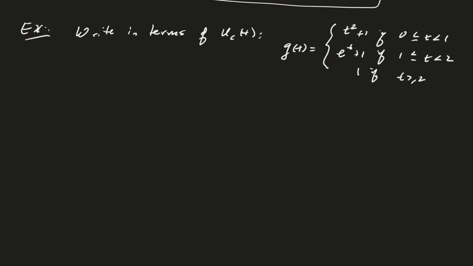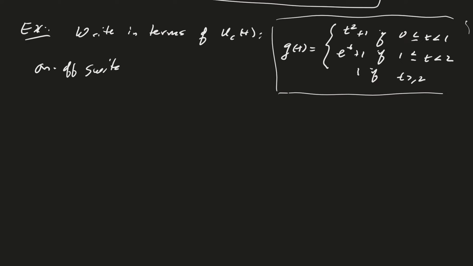Alright, so we're just working on a few example problems that might show up on the exam. Here's an example in terms of the Heaviside function, u sub c of t, and then we're given this piecewise defined function. I want you to remember that these functions are written in terms of off-on or on-off switches. The on-off switch is u sub a of t minus u sub b of t. That's time on, that's time off.